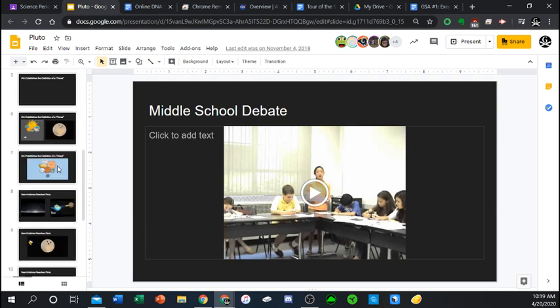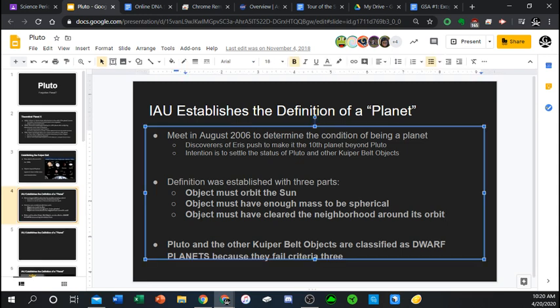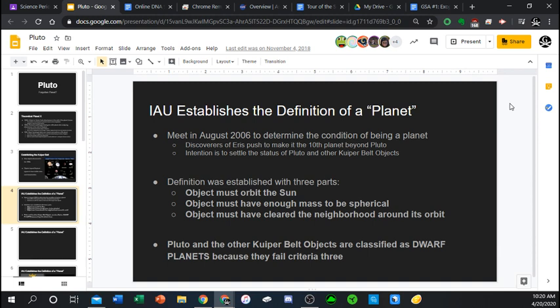So just some basic background knowledge on Pluto. What you're really focusing on is slide number 4. And this is not technically a perfect definition, because it must have cleared the neighborhood around its orbit. Well then, how do rings factor into that? How do moons factor into that?